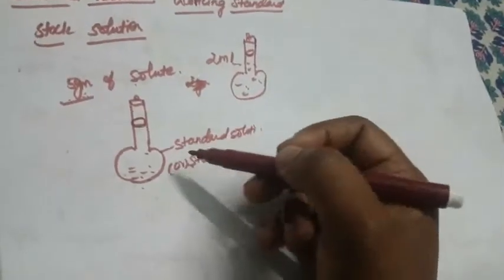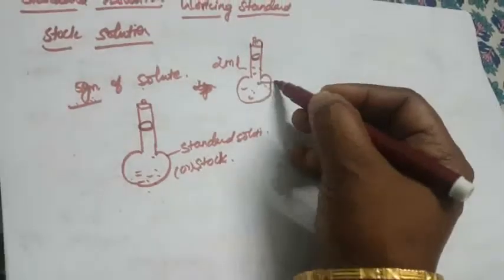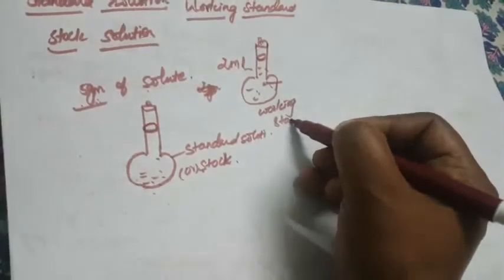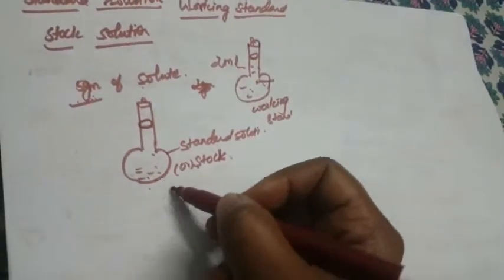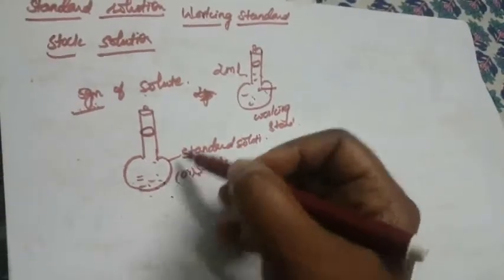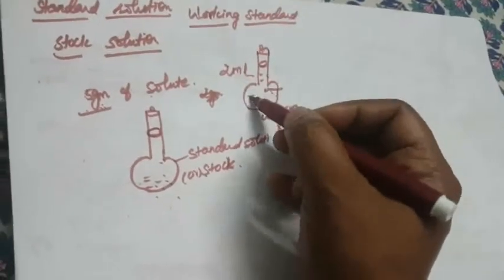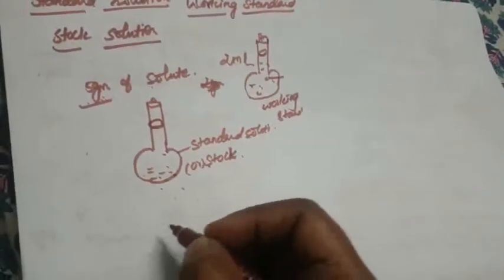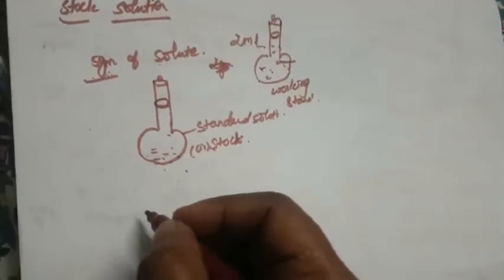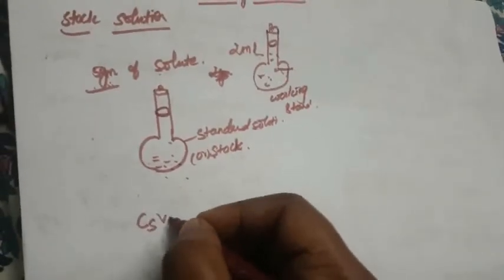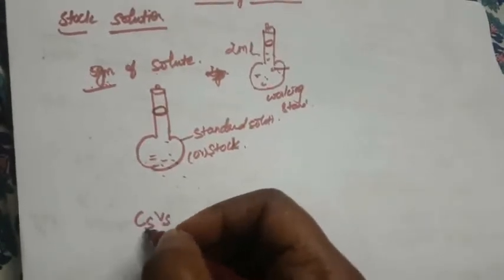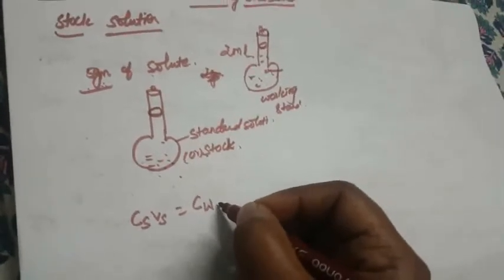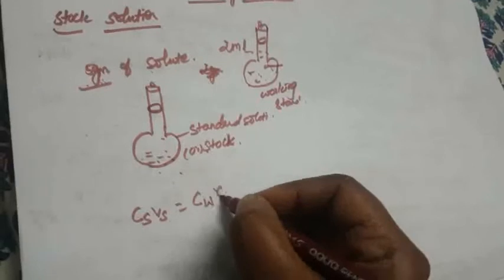The dilute solution of the stock solution is usually called working standard. So this dilute solution is called working standard. A known volume of stock solution is transferred to a new container and brought to the calculated volume. The necessary volume of the stock solution and the final volume can be calculated using the expression CSVS equals CWVW, concentration and volume of the stock solution equal to concentration and volume of the working standard.